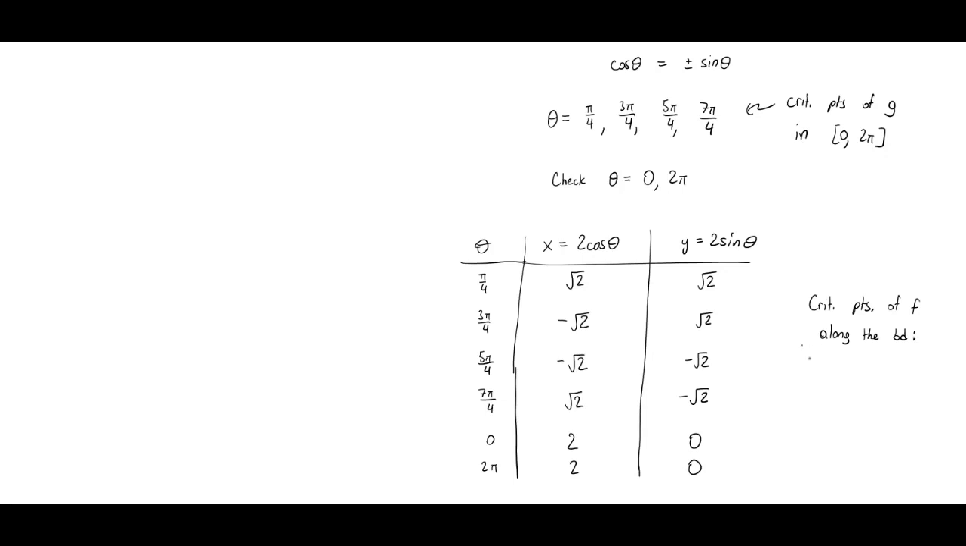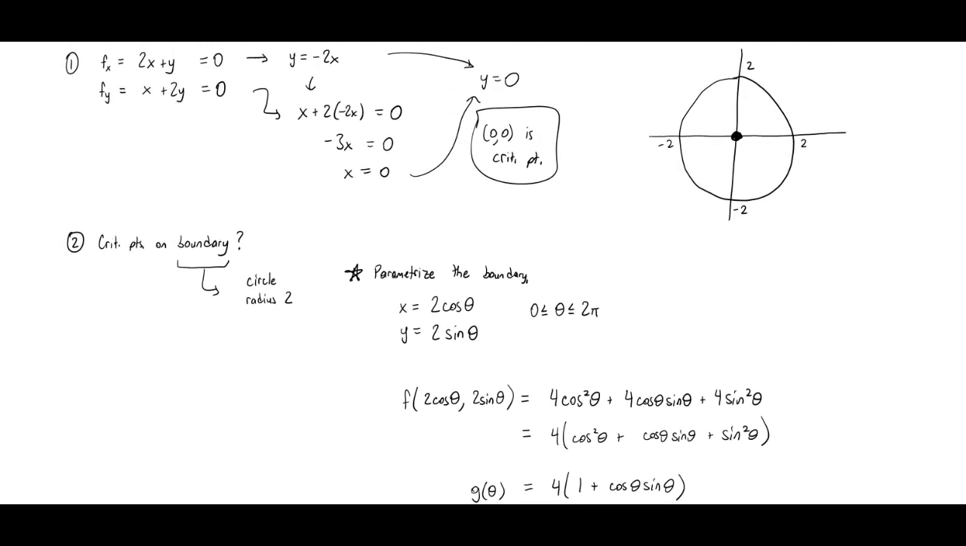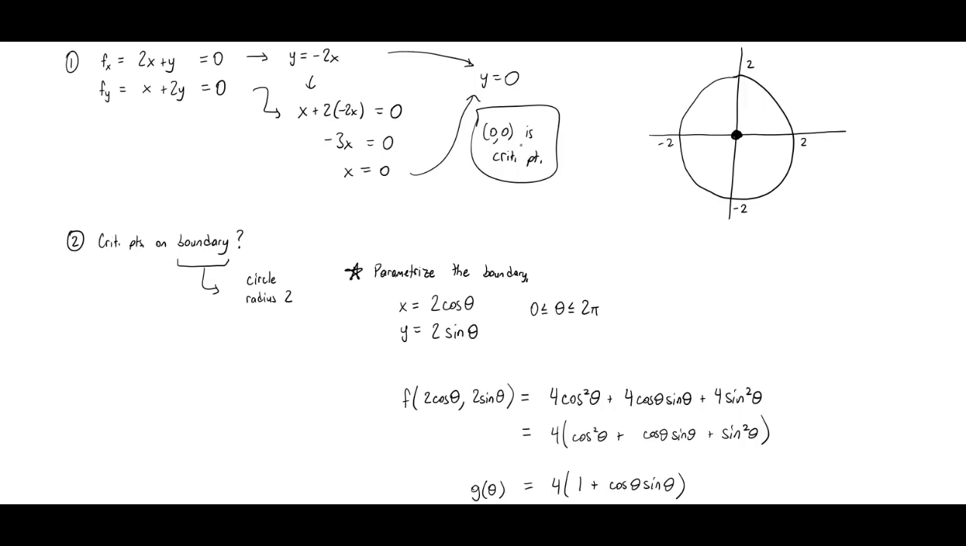So I had the point root 2, root 2; minus root 2, root 2; minus root 2, minus root 2; root 2, minus root 2; and then also just the point 2, 0 as well that we'll need to check, all right? So I have all these critical points along the boundary, and we had also, in the first part, the critical point 0, 0 inside the region as well, okay?